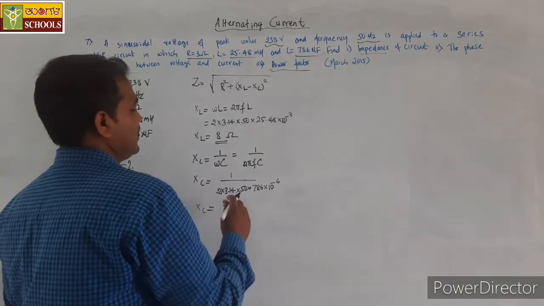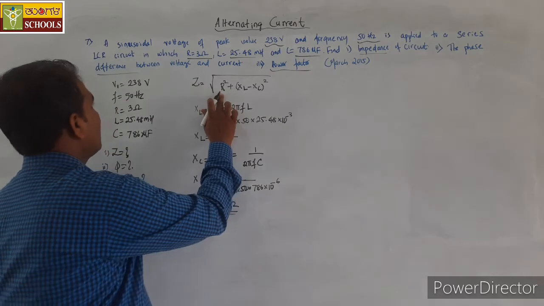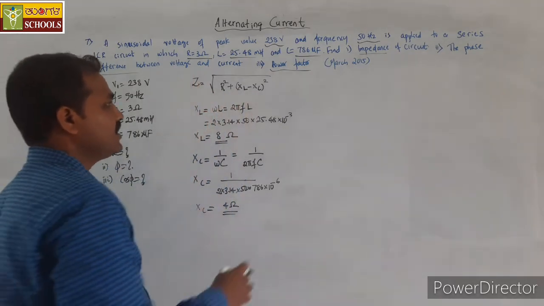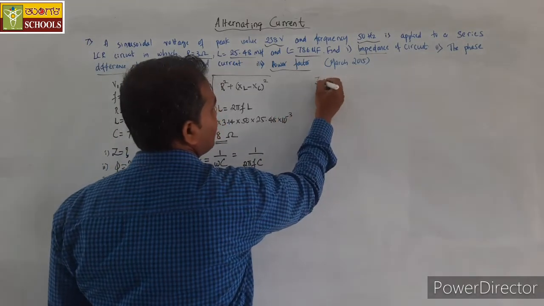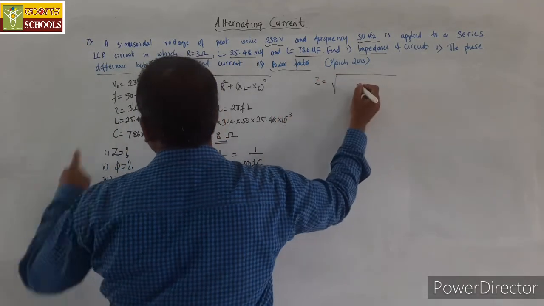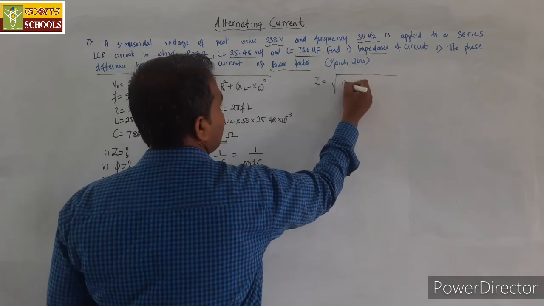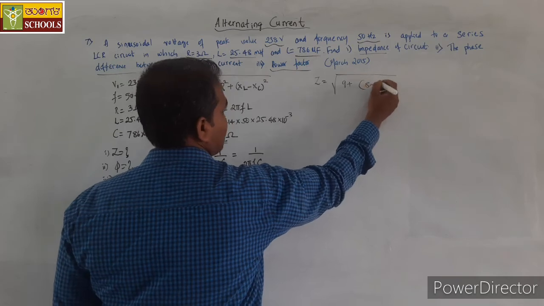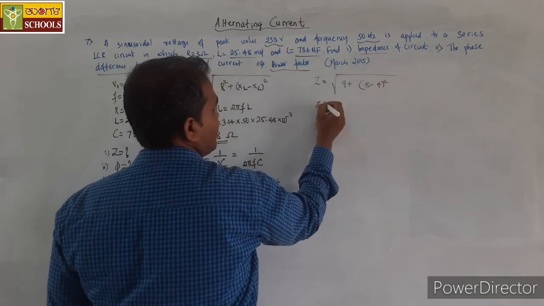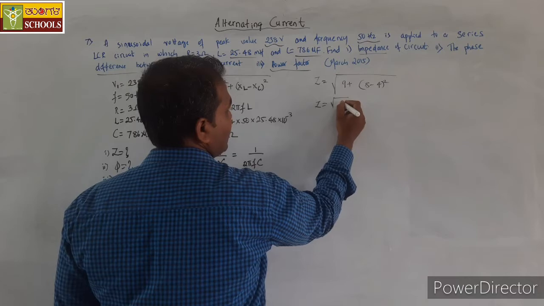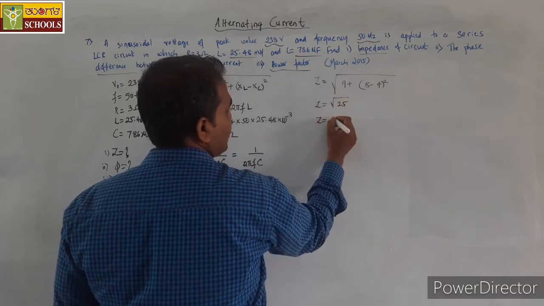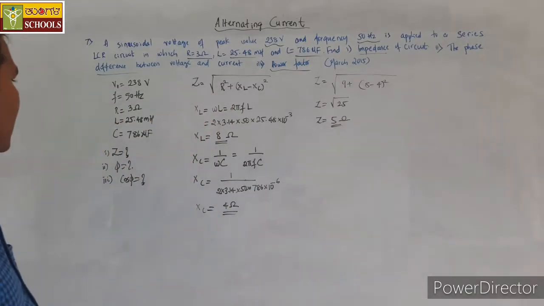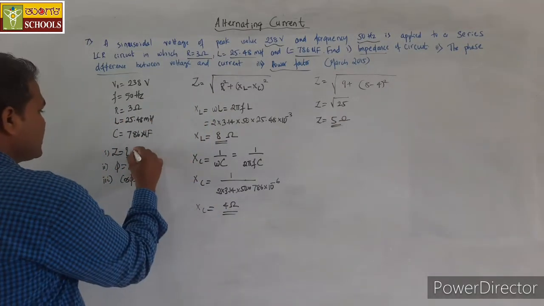Then by using these values, and since I know the value of R, substitute the values of R, XL and XC in this equation to find the value of Z. Z is equal to the square root of R squared, that is 9, plus (XL minus XC), that is (8 minus 4), whole squared. So I get the square root of 25. So Z, the impedance, is 5 ohms. So I got the value of impedance in the circuit.